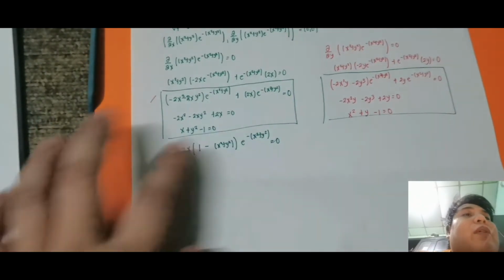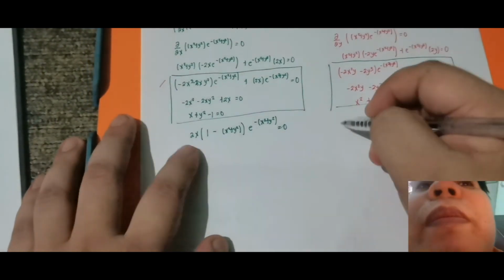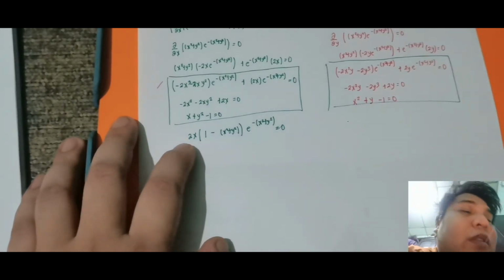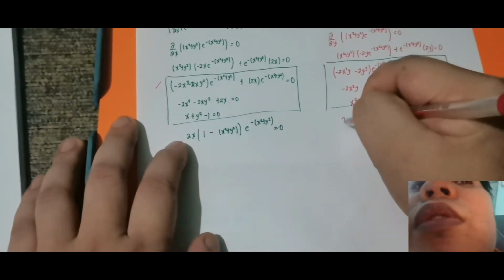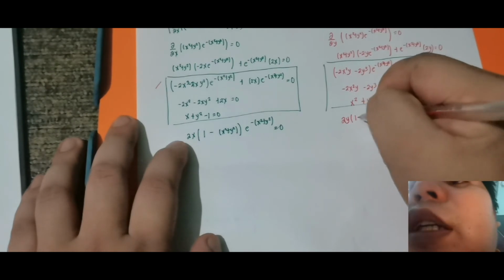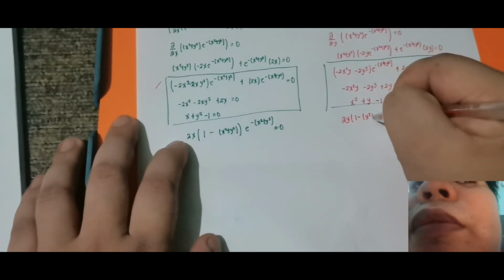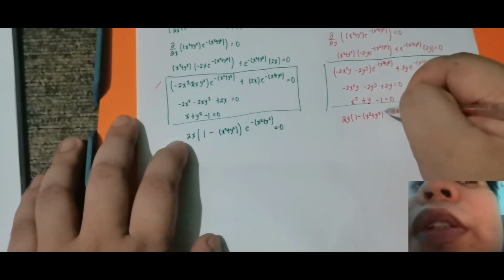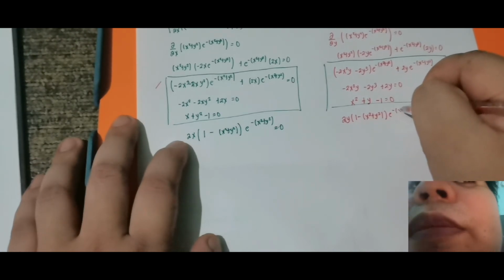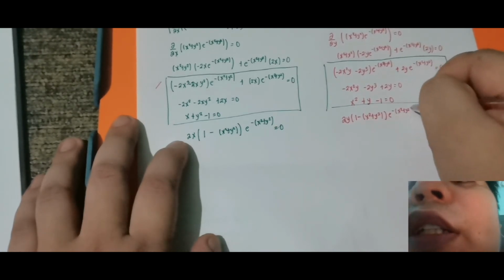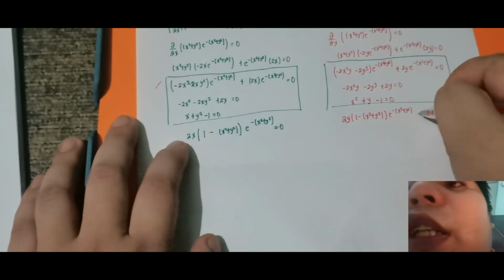Okay, para naman dito sa kabila, ganoon din, similar manner din siya. So, factor out ko naman si 2y. So, susundin ko na lang yung ginawa ni book. So, this is just 2y, then 1 minus x squared plus y squared. Then, e raised to negative x squared plus y squared. Okay, so this is just equals sa 0.